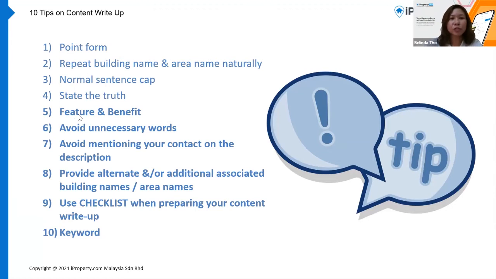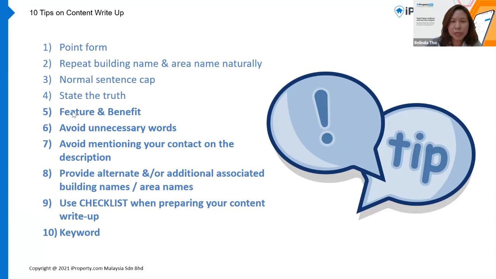Number 5 here is talking about feature and benefit. Number 6, avoid unnecessary words. Number 7, avoid mentioning your contact. Number 8, provide alternate or additional associated building names or area names. Number 9, use the checklist when you are writing up or preparing your contents. And number 10 is keyword.